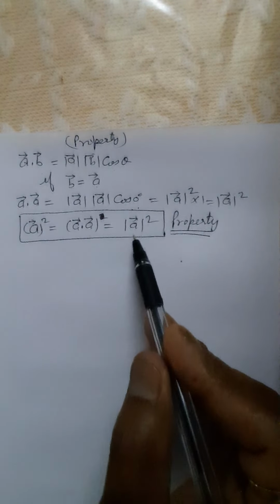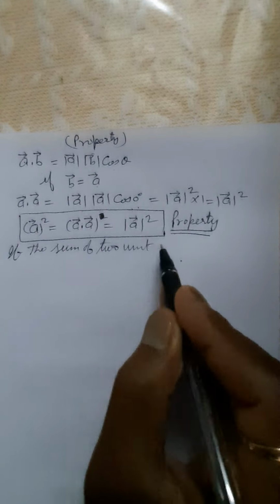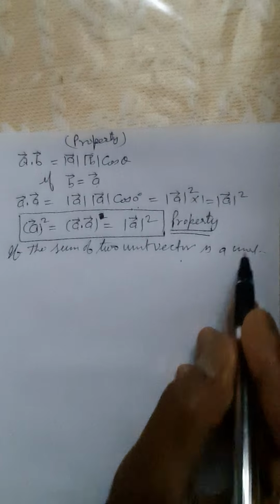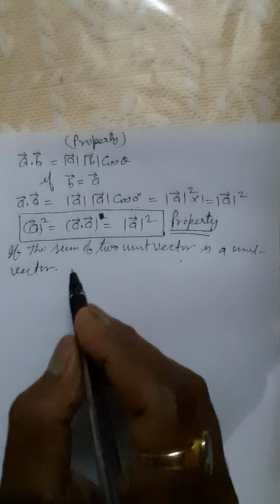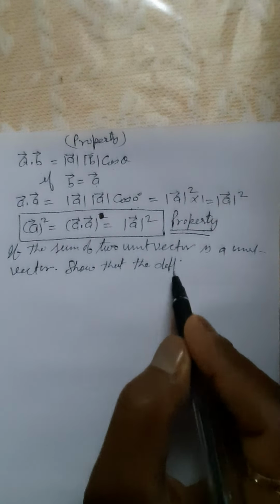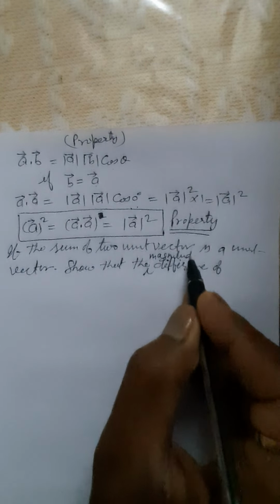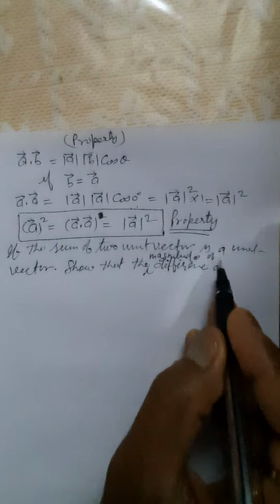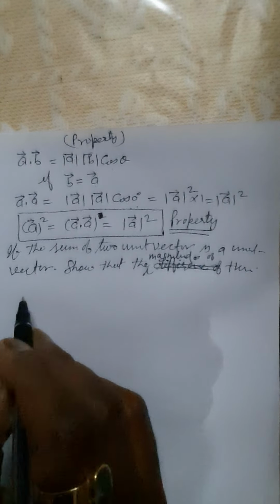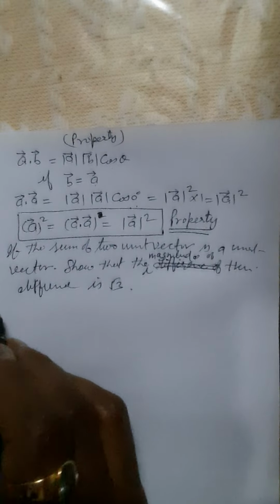अब इस प्रॉपर्टी पे एक क्वेश्चन लेते हैं. If the sum of two unit vectors is a unit vector, show that the magnitude of their difference is root 3.